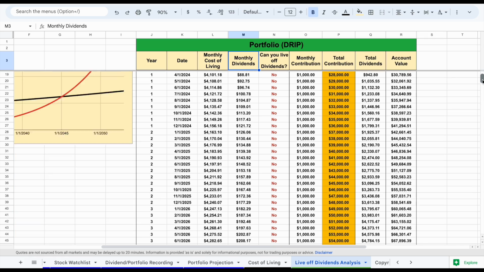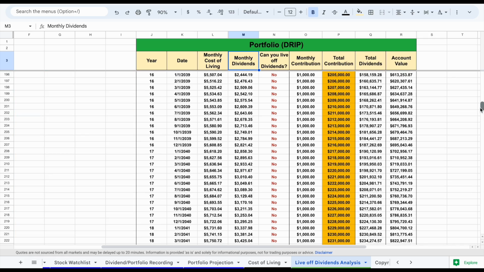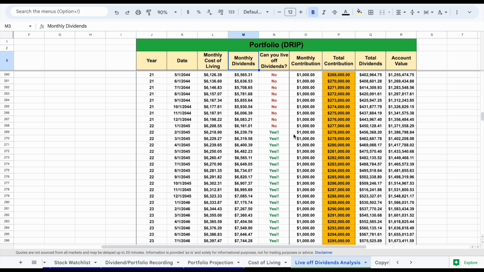So let's go ahead and start scrolling down and seeing how long it would take us to live off of dividends in this scenario. And you can see by the year, after 22 years, by the year 2045, we would be able to live off of dividend payments because our monthly cost of living is lower than the monthly dividend payments we would be receiving. And of course, this is assuming we reinvest all of those dividends over that time period.